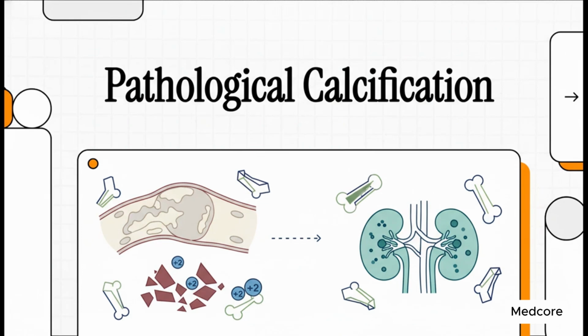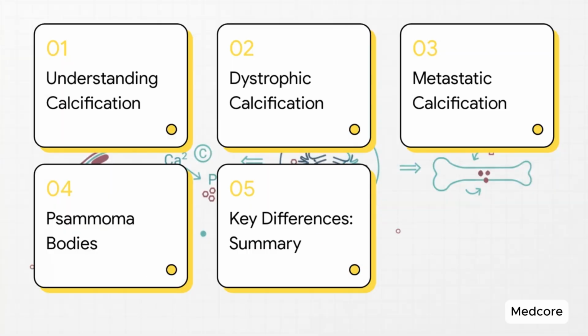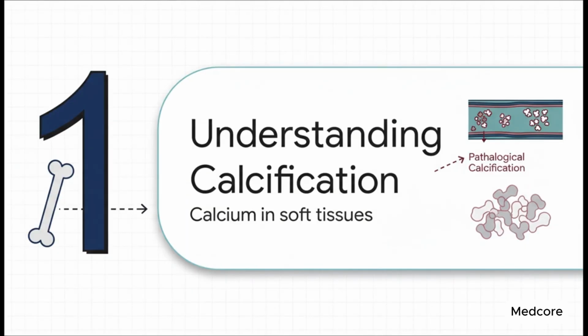Welcome, everyone. Today, we're going to break down a really fundamental concept in pathology, one you absolutely have to master: pathological calcification. We're going to make this super clear and hopefully pretty memorable. All right, so here's our game plan. We'll kick things off by defining what this calcification thing even is. Then we'll dive deep into the two main types, dystrophic and metastatic. After that, we'll look at a really cool diagnostic clue called Psammoma bodies, and then we'll wrap it all up with a nice, clean summary. Let's get started.